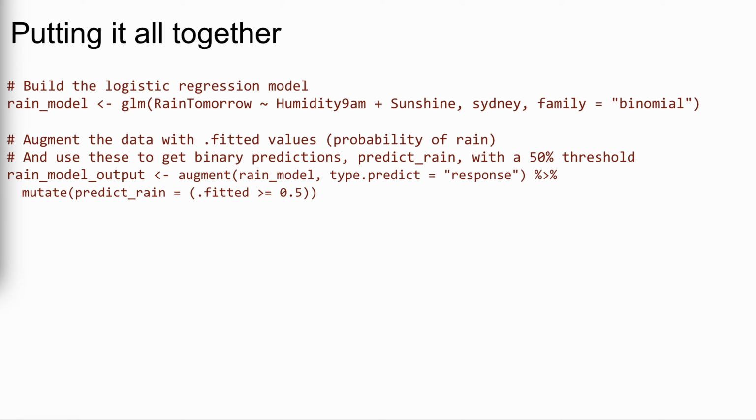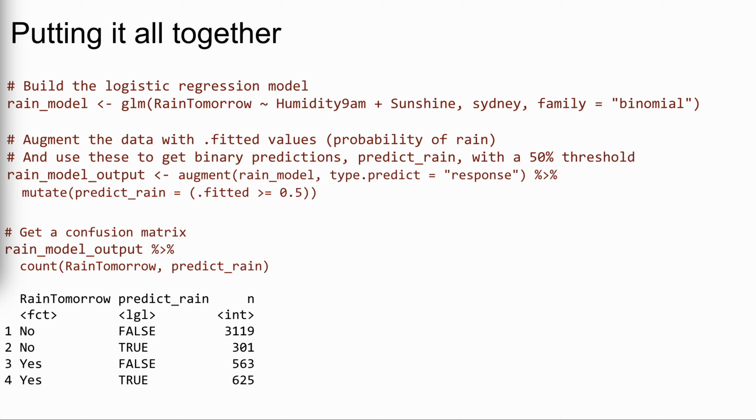Next, we'll define a new column which obtains binary predictions of rain by comparing the fitted probabilities to a chosen threshold, 0.5 here. Finally, we can compare the actual rain tomorrow outcomes by our binary rain predictions using the count function. The results provide the same information as a confusion matrix, thus can be used to calculate the sensitivity, specificity, and accuracy of our model.